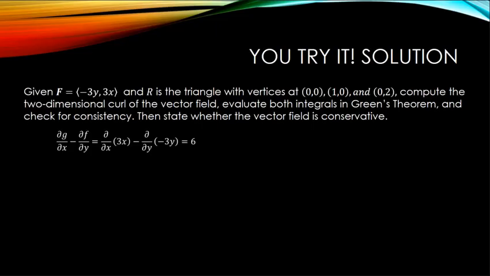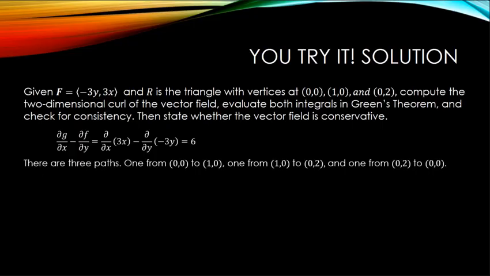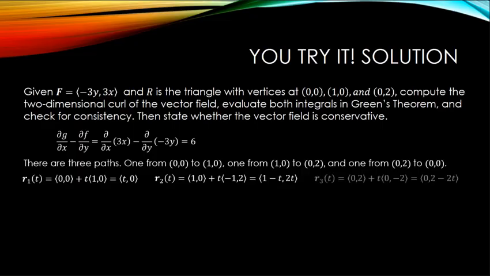Again, I want to compute the curl first. The curl gives me the partial of 3x with respect to x minus the partial of negative 3y with respect to y, and this is equal to 6. There are three paths I have to look at. One from (0, 0) to (1, 0), another from (1, 0) to (0, 2), and a third from (0, 2) to (0, 0). My r sub 1 of t is given by the vector with components t, 0, r sub 2 of t is given by a vector with components 1 minus t and 2t, and r sub 3 of t is given by a vector with components 0 and 2 minus 2t.